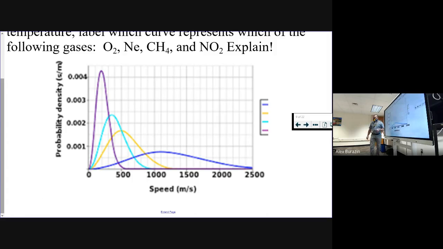Speed is on our x-axis. Do you see this little shallow blue hill? These are the fastest moving particles on average because their peak falls right about there. The yellow is the next fastest, then this light blue, or cyan, and then the purple one.